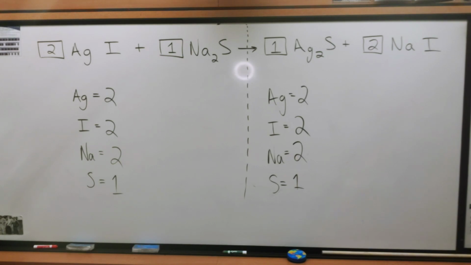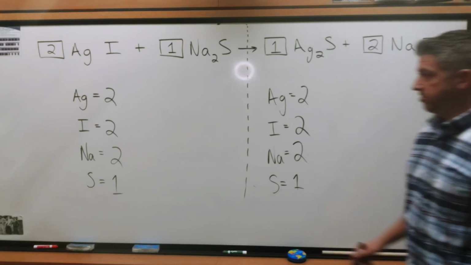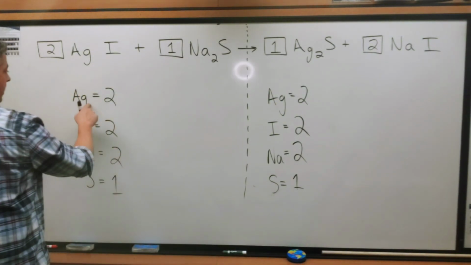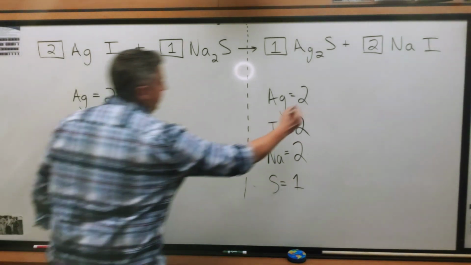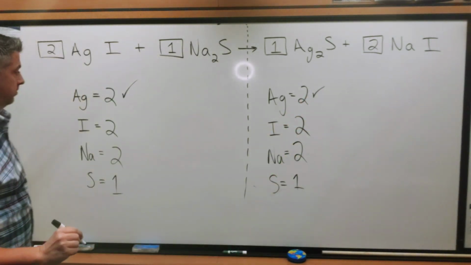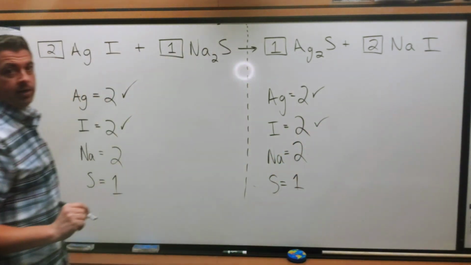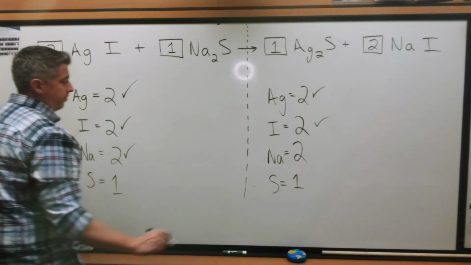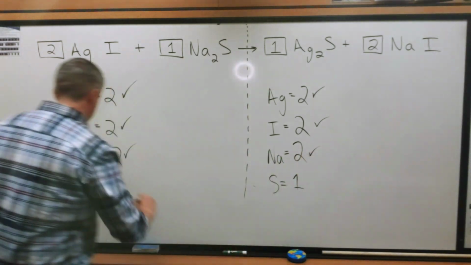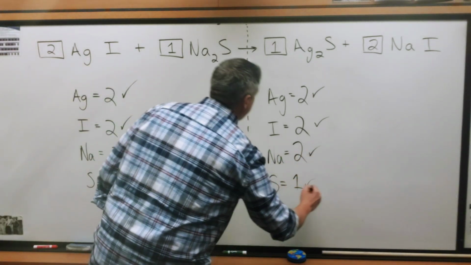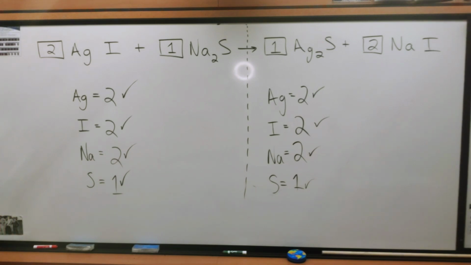Okay. Oh, we're done. Look at this. Ag, there's 2. Ag, there's 2. There's 2 iodines on the left. We end up with 2 iodines on the right. We have 2 sodium on the left, 2 sodium on the right. 1 sulfur, 1 sulfur. That's your answer right there. Okay? The equation is now perfectly balanced.